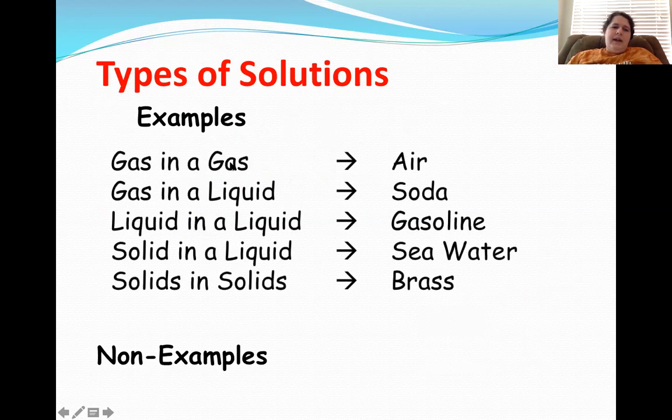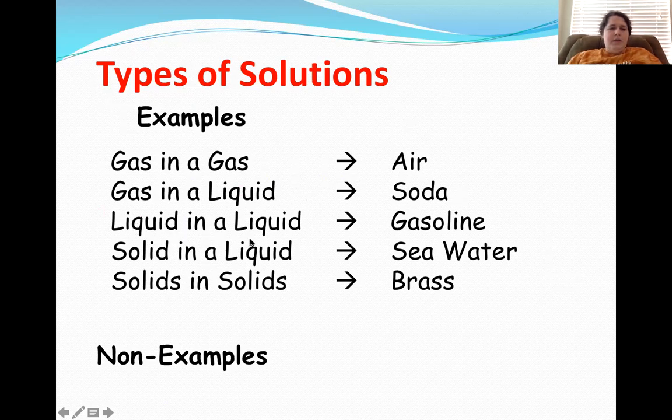We can have a gas-gas solution, such as air. This is when I have a gas like oxygen mixed into another gas like nitrogen to make a gas solution like air. The next type is a gas mixed into a liquid. This would be like putting carbon dioxide gas into liquid syrup to make soda. That's really all soda is, just carbonated water with some sugar in it.